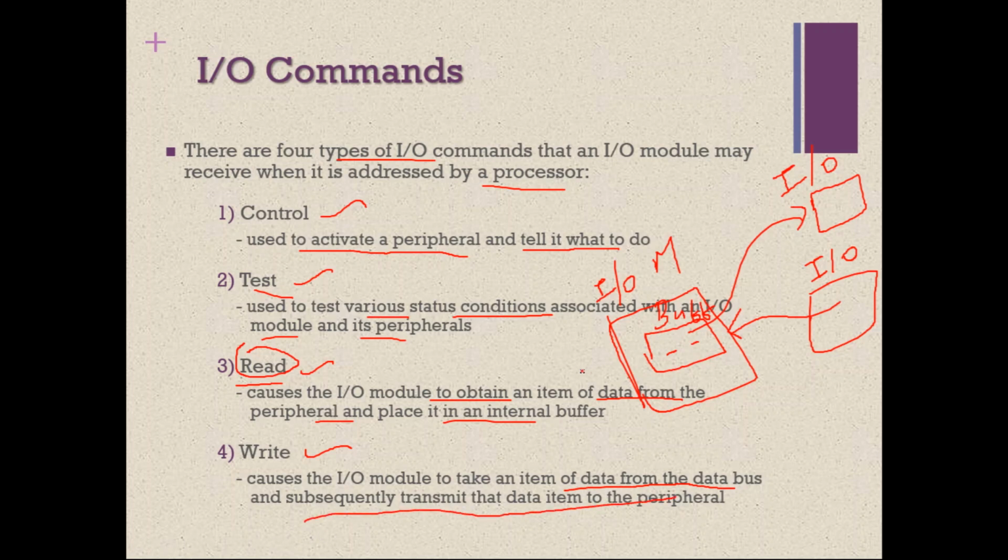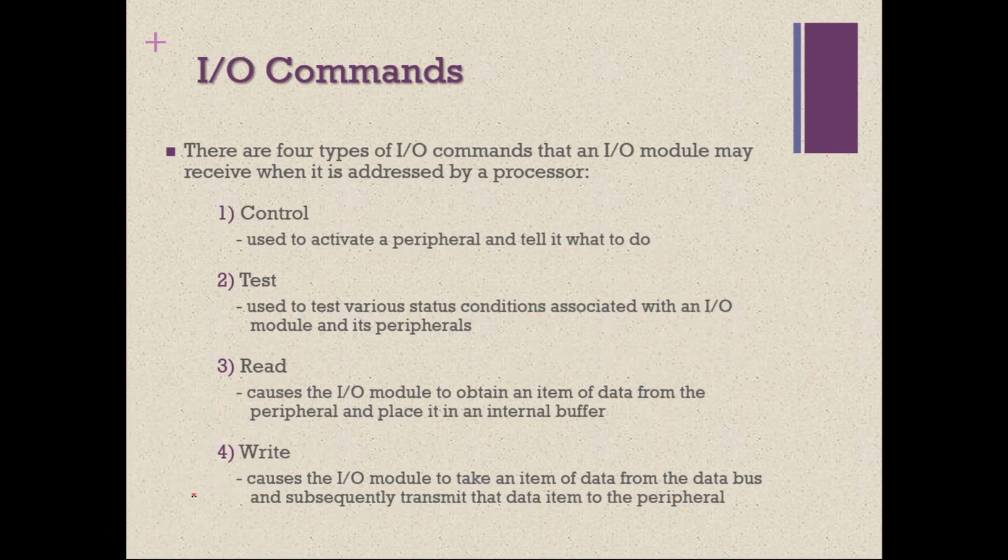Okay. So how is the data coming to the buffer? It is coming from the data bus. So either we can say it is directly taking the data from the data bus and writing to the IO device, or from the data bus it comes to the buffer and from the buffer it goes to the IO device. Either way. So basically the IO module takes the data from the data bus, or from the buffer, and transmits the data item to the respective peripheral. So these are the 4 types of commands issued by the processor to the IO module.